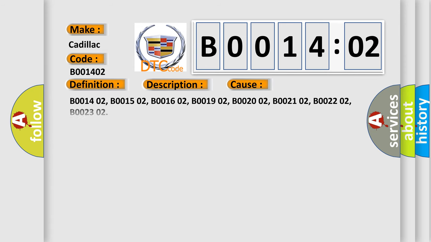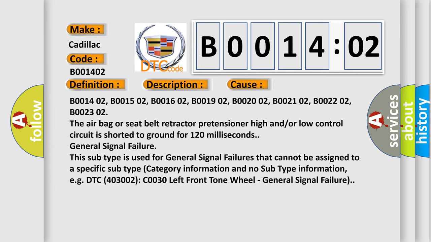This diagnostic error occurs most often in these cases: B0014-02, B0015-02, B0016-02, B0019-02, B0020-02, B0021-02, B0022-02, B0023-02. The airbag or seat belt retractor pretensioner high and or low control circuit is shorted to ground for 120 milliseconds. General signal failure. This subtype is used for general signal failures that cannot be assigned to a specific subtype category, with no subtype information, e.g. DTC 403002 C0030 left front tone wheel, general signal failure.